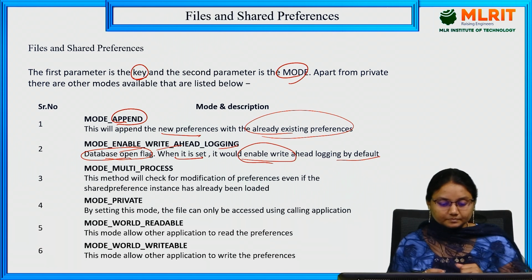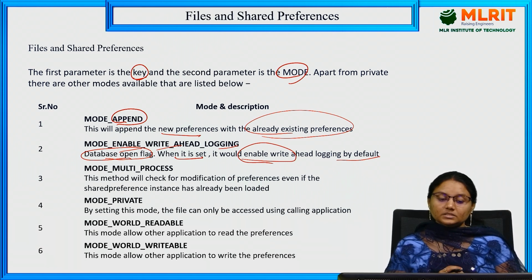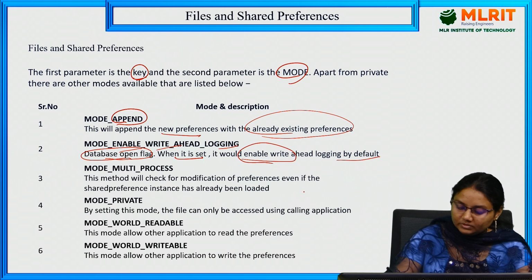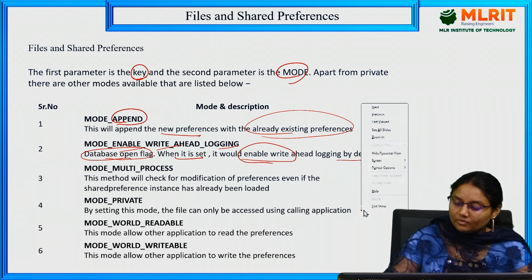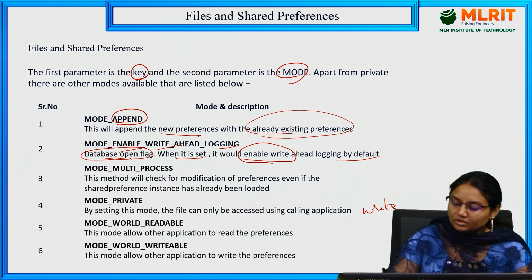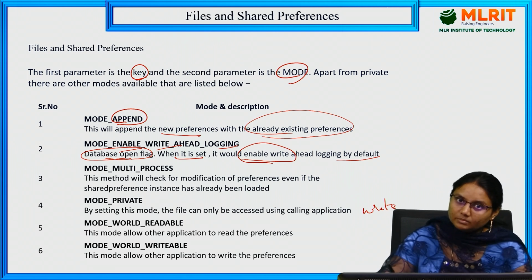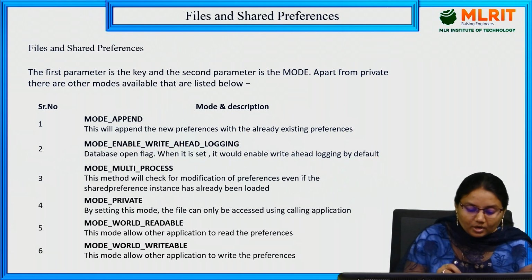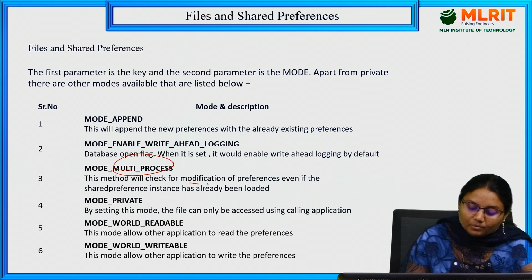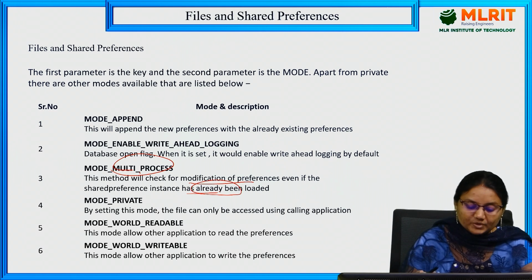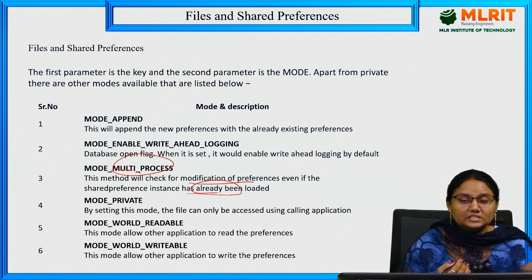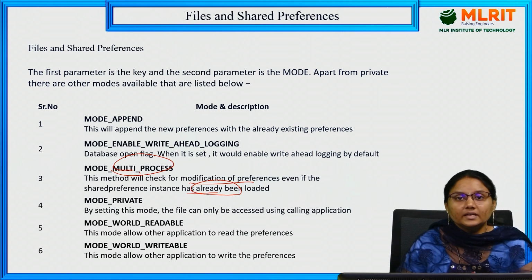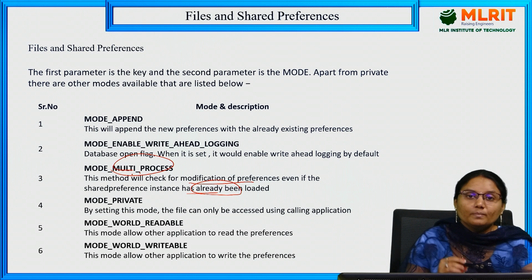What does that mean? Write ahead logging means it would enable the write operations. Whenever you are writing, this is a line and you start from here; you write not backwards but towards the front, in the forward direction. That means ahead. Logging by default. Then MODE_MULTI_PROCESS. Multi-process means it will check for modification of the preferences even if the shared preference instance has already been loaded. So multiple shared preferences values can be extracted and they can easily be modified by using this mode.